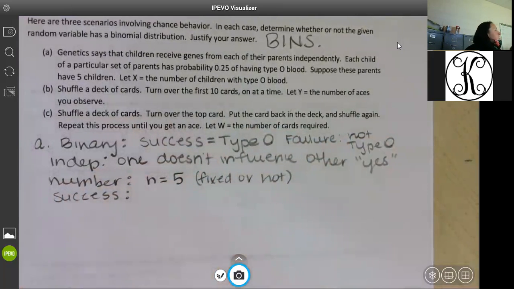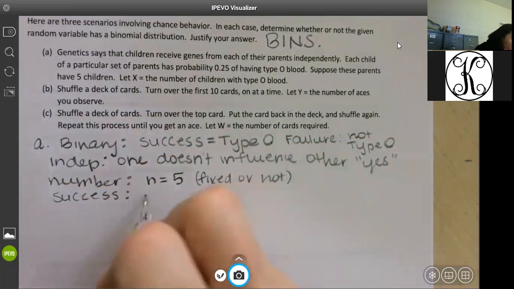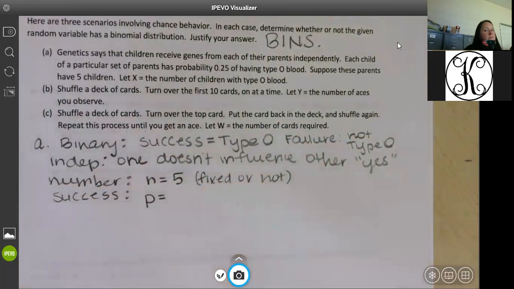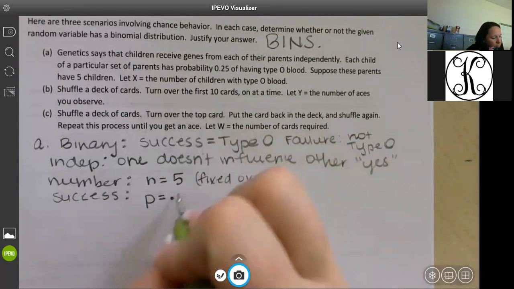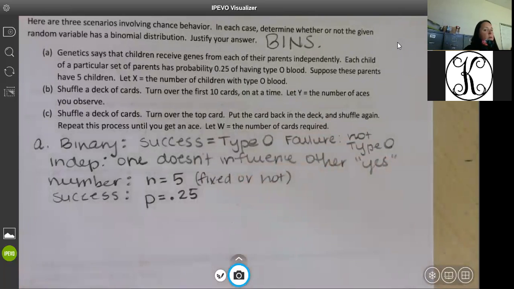And then the last one, what was your S? It is your success, and it's kind of misleading. What is your probability of success? So what is your P going to be? What's the chance they're going to have type O blood? 0.25. So does this one pass? Yes. So it is a binomial distribution. Okay. So as long as you can fill in all 4, it's a binomial. When you can't fill in one of them, it's automatically a no, and we move on.